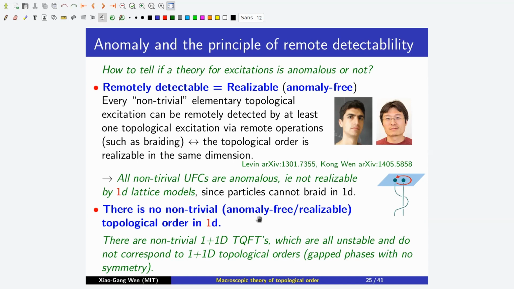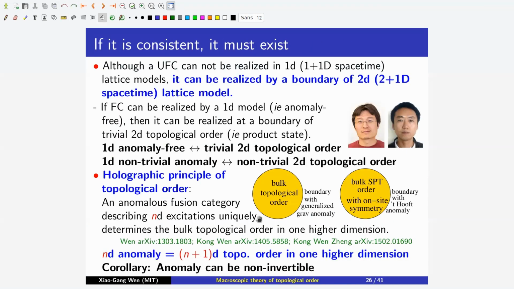And then you'll say that there's another philosophy: if it's self-consistent, it must exist. And indeed, this unitary fusion category of this kind of one-dimensional particle does exist, but not by itself as a 1D system; it exists as a boundary of a 2D system. So this self-consistency means it exists, but as a boundary of a 2D system. This really led to the holographic point of view.